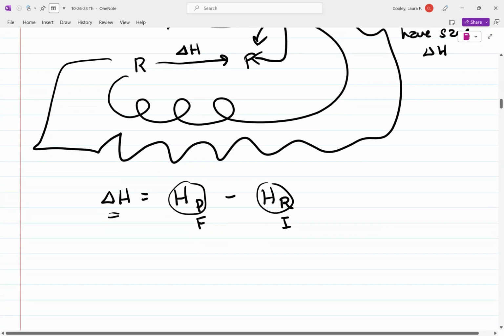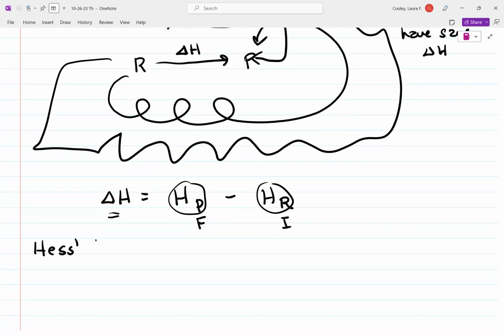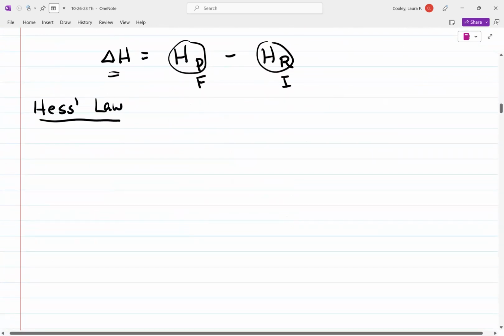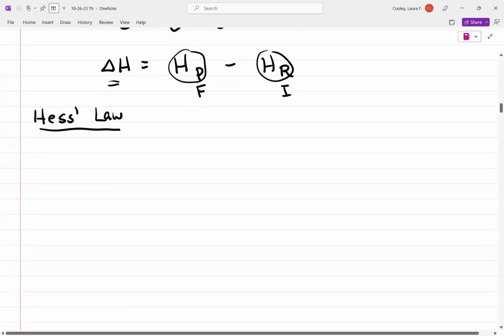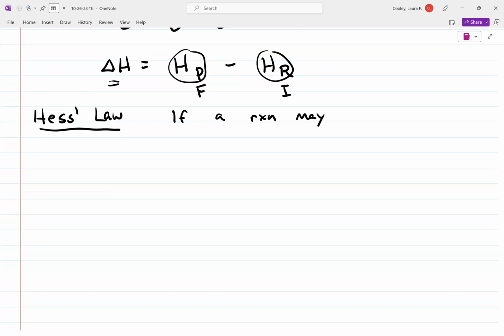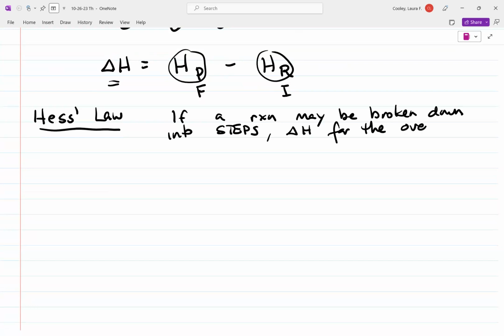Okay, so let me show you what I mean by this. First I'll give you something called Hess's law, which puts this into words. So here is Hess's law. And you don't even have to really understand what a state function is to understand Hess's law. If a reaction may be broken down into steps, any kind of steps that gets you from the reactants to the products, the delta H for the overall reaction is the sum of the delta H's for all of the steps.